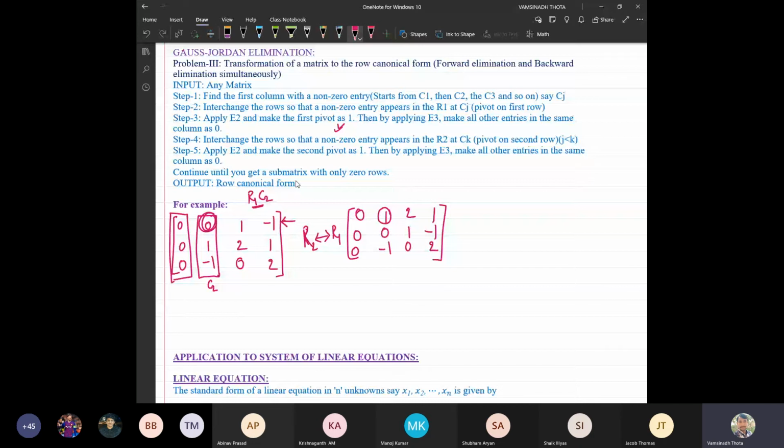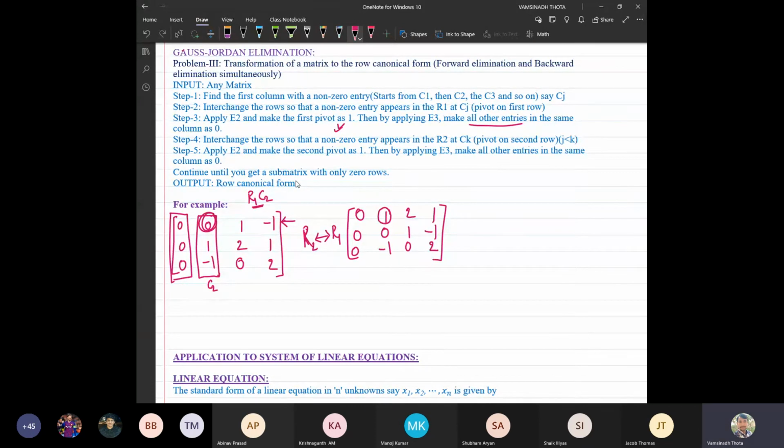After making the pivot 1, by applying E3, make all other entries in the same column 0. Whether it is above the pivot element or below the pivot element doesn't matter. Everything we need to do simultaneously. That is forward elimination and backward elimination both together.